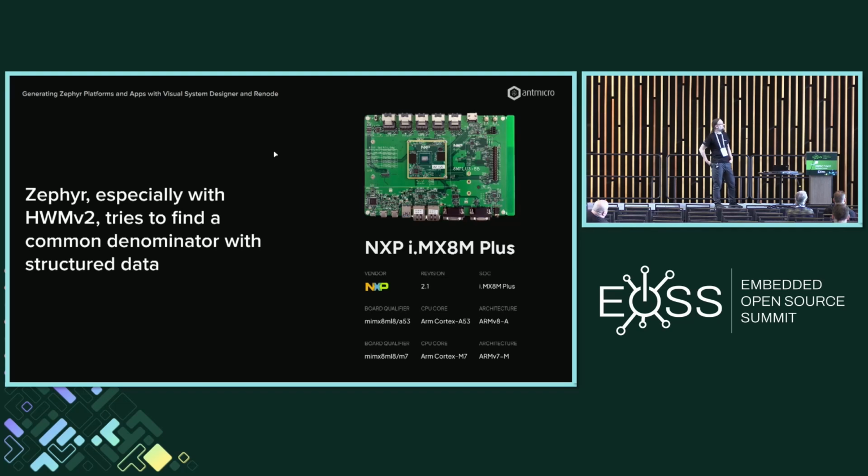And in fact, with hardware model 2 that has just been introduced, this gets even better, because hardware model 2 tries to address this problem of complex hardware, like hardware with 2 SoCs on it. How do you represent that? I think it's a step in the right direction. It's of course not everything, and there's still a lot of work in terms of figuring out how to make Zephyr work for advanced hardware with multiple cores and so on.